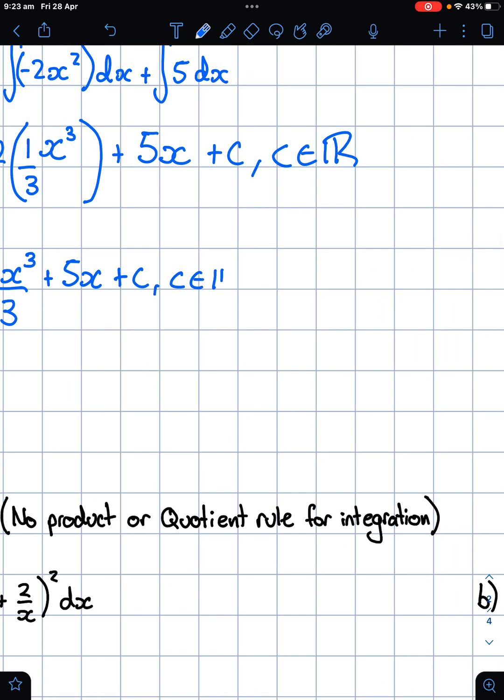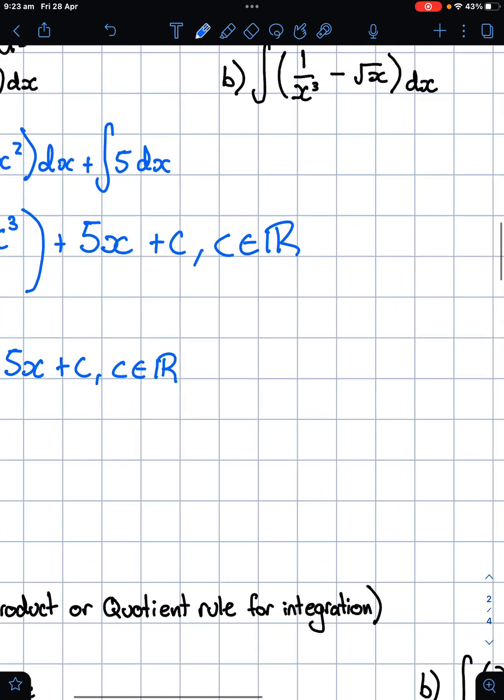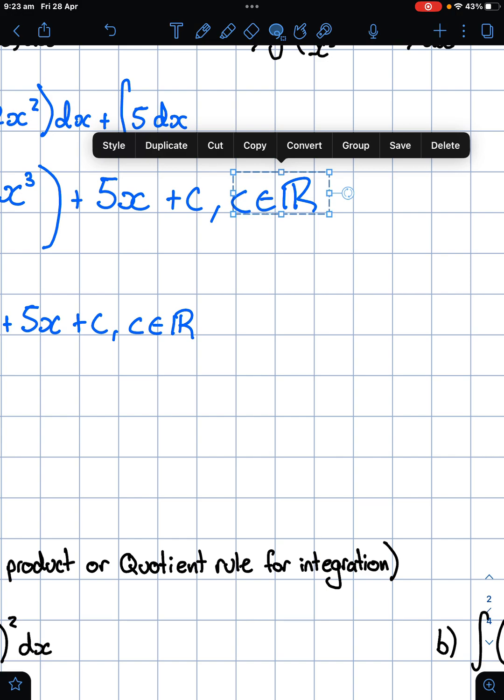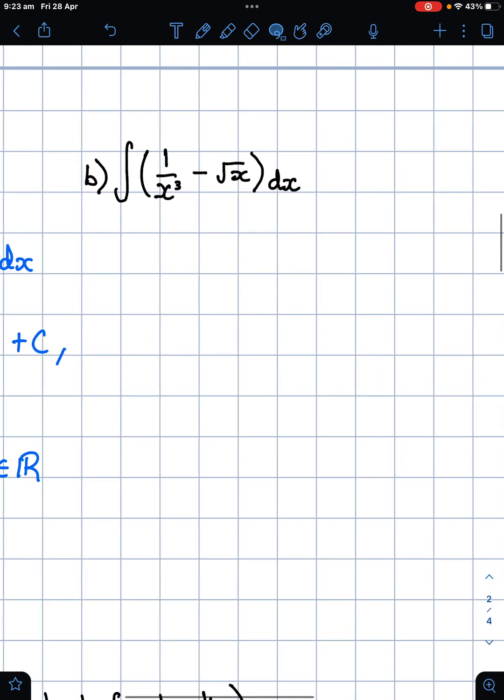C is a real number. Usually I write that once in a solution. It's good to have, and I'm just going to delete it from here because it's going to get in the way of the next bit. All right, cool. So next bit here, we could split these up, but we know that we can do that now.